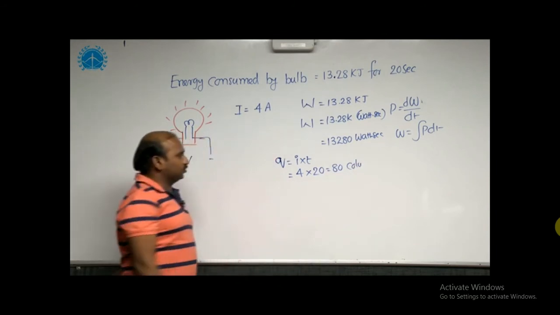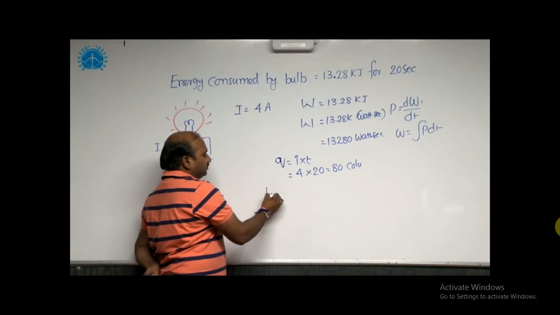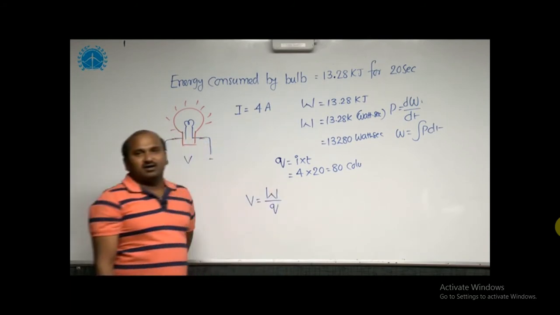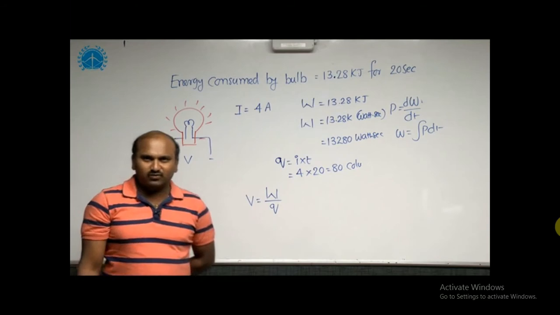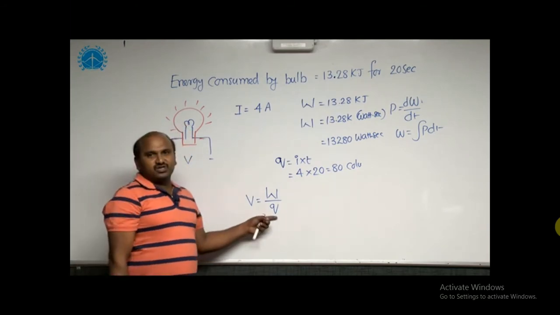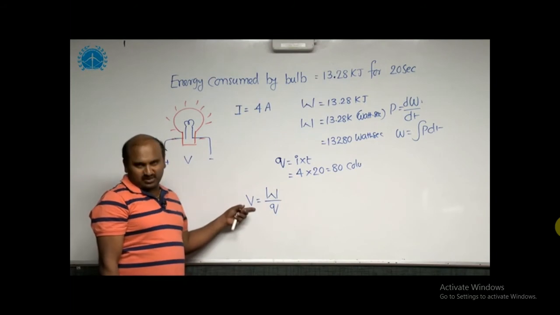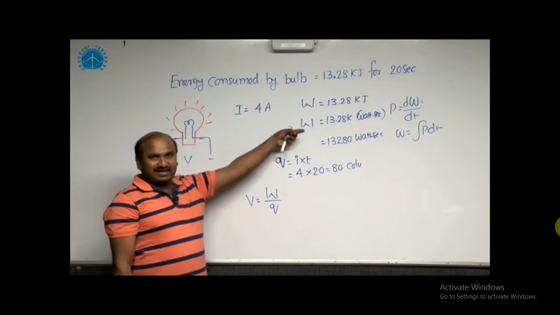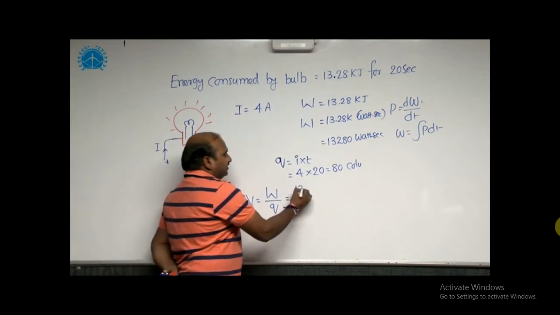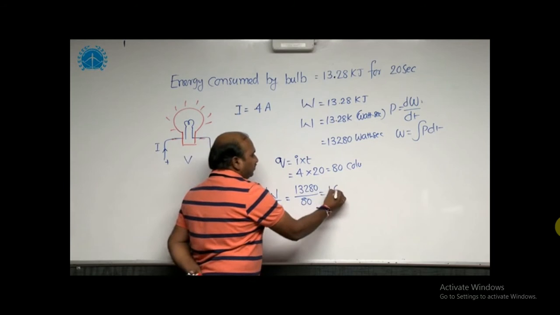Using the 80 coulombs and the energy, I can define W is equal to the potential difference, or EMF. EMF means electromotive force, which is the work done to move a unit positive charge from one point to another point, nothing but voltage. Now we have the energy and charge. From this I can estimate the total voltage across that bulb, which we get as 166 volts.